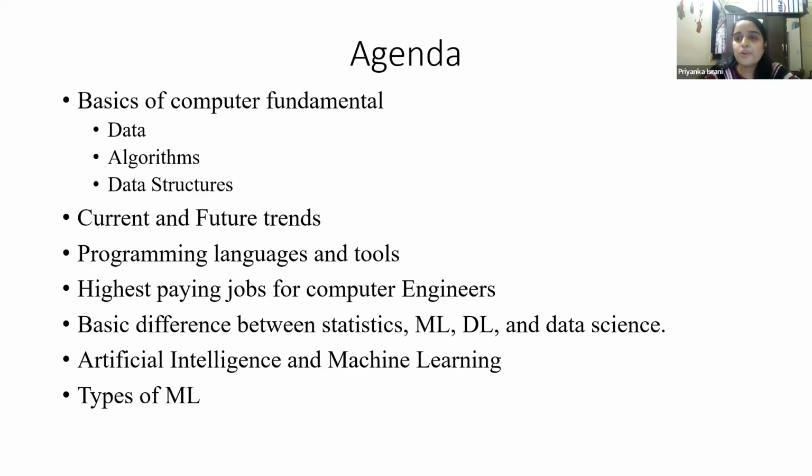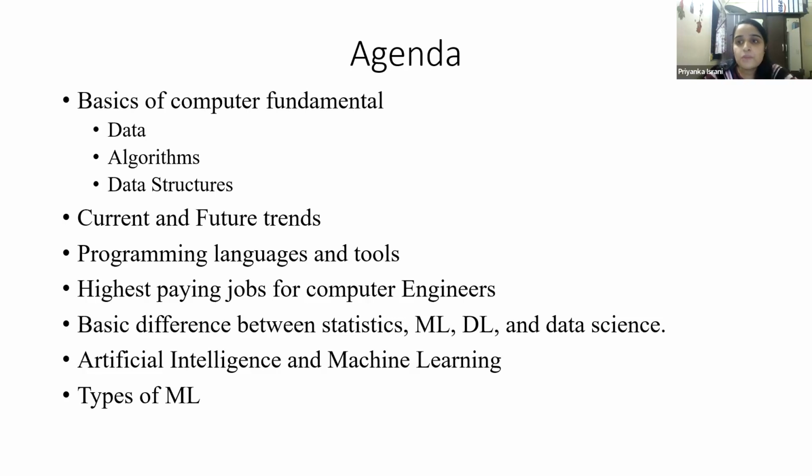So being a programmer, you have to understand what is data, what is algorithm, how it works, and where you are storing your data. That is data structure. Then what are the current and future trends in computer engineering? Then which programming languages and tools are currently on the top 10 list in 2023. Then I will also introduce you to the highest paying jobs for computer engineers.